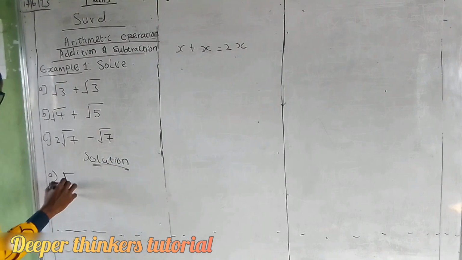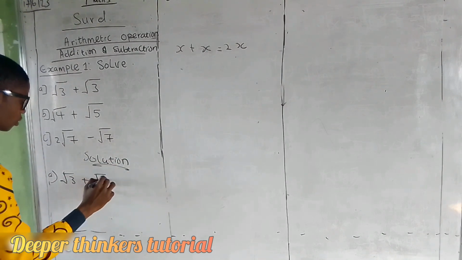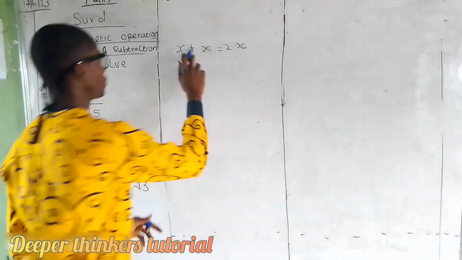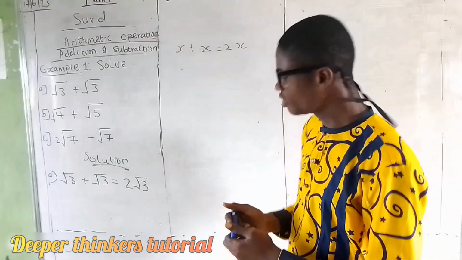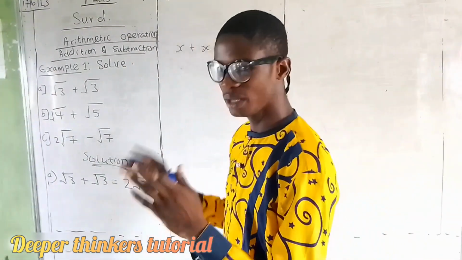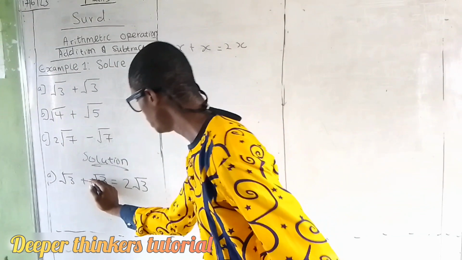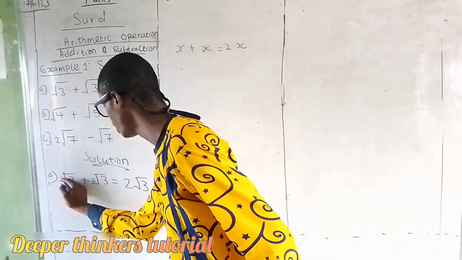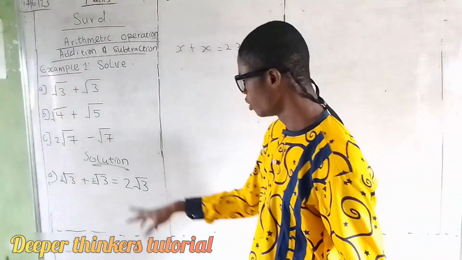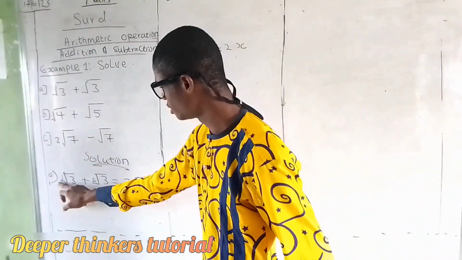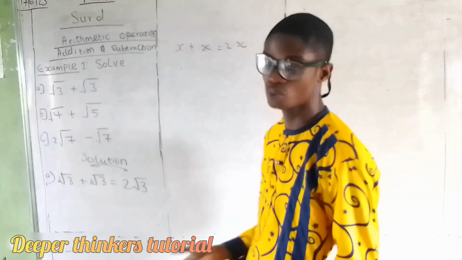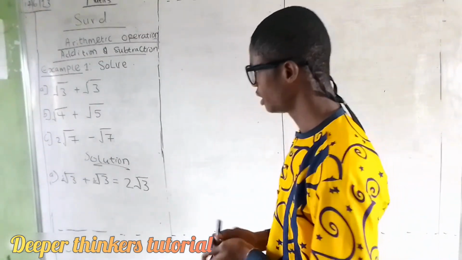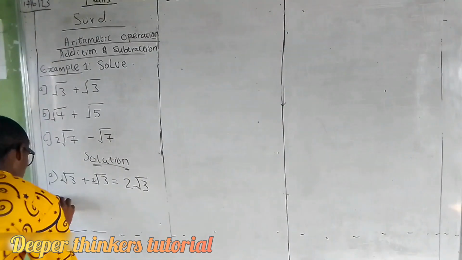So since they are the same, solving this with that ideology, we have root 3 plus root 3. We have 2 root 3, just like we did here. So it's very, very easy. Let me put it in a proper form. Here we have 1 root 3 and 1 root 3. So when you bring out the root 3 and add 1 plus 1, you have 2. Any which way, you can also see it like this.